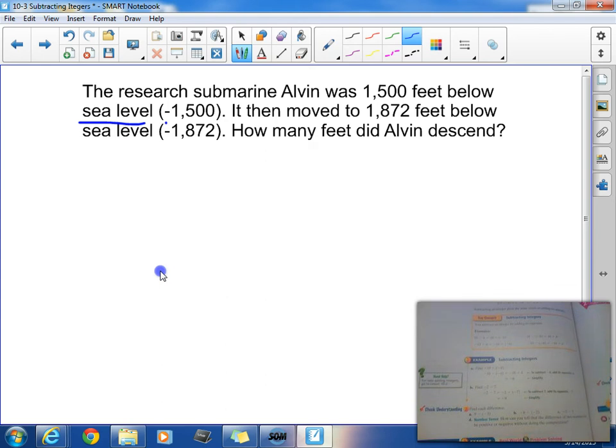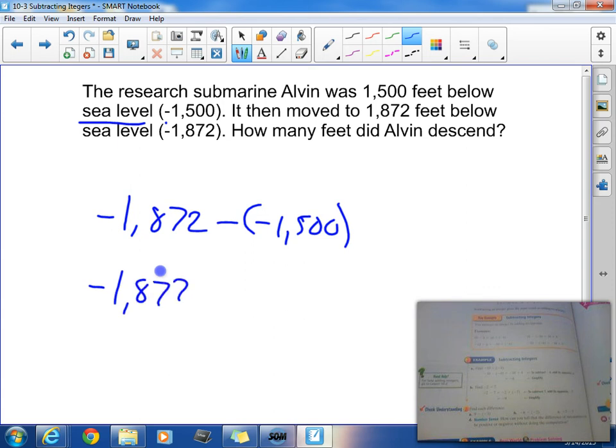So we're going to have to do it like this. So I have negative 1,872 minus a negative 1,500. Okay? So you see minus a negative, so I'm going to add the opposite. So it's going to be negative 1,872 plus 1,500. Okay, you see how I added the opposite. The opposite of a negative 1,500 is going to be positive 1,500.